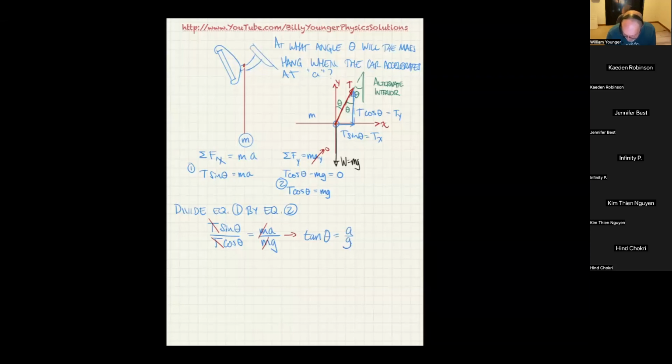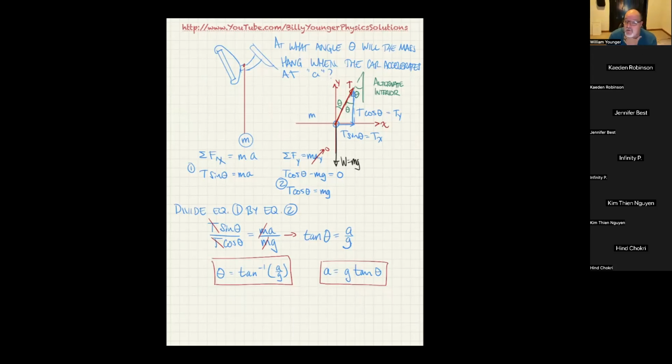Now that's technically correct enough. If I wanted to solve for theta, then I'd say theta equals the inverse tangent of A over g. Or if I wanted to solve for A, I'd say A is equal to g tangent theta. Both of those are acceptable. Notice that the m's canceled out, the tensions canceled out, so I didn't really need them. Anybody have any questions on that?